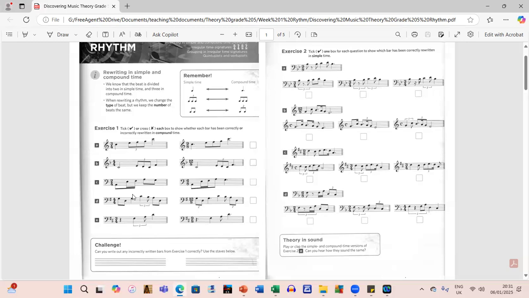Let's go to the second beat. It's just a crotchet, a 1-beat note. What have we done here? It's the second beat of the bar.